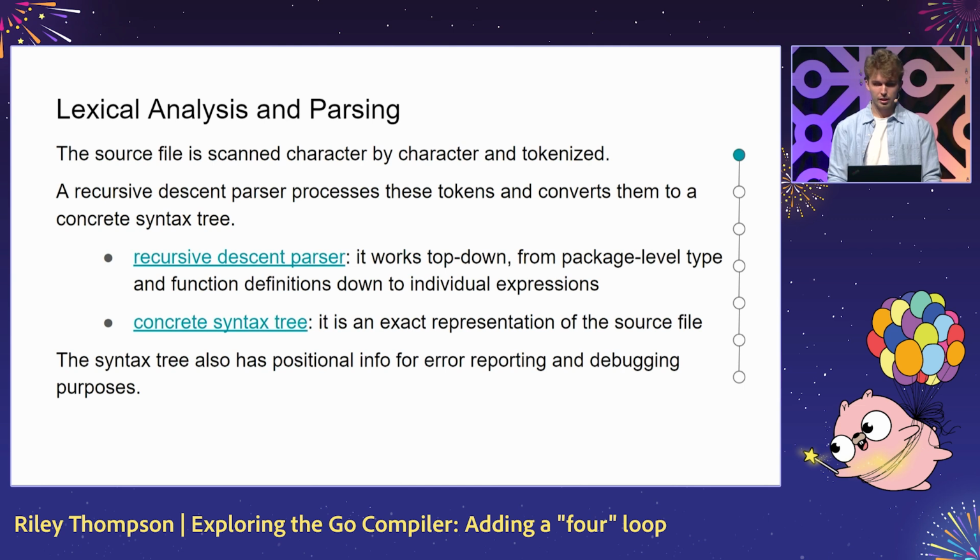Okay, so the first stage of the compiler is lexical analysis and parsing. This is when the source code is scanned character by character and tokenized. A recursive descent parser processes these tokens and converts them to a concrete syntax tree. Recursive descent just means that it works top-down, from package-level type and function definitions all the way down to individual expressions. And a concrete syntax tree just means that it's an exact representation of the source code. The syntax tree also contains positional info, such as line and column number, that's used for error reporting and debugging purposes.